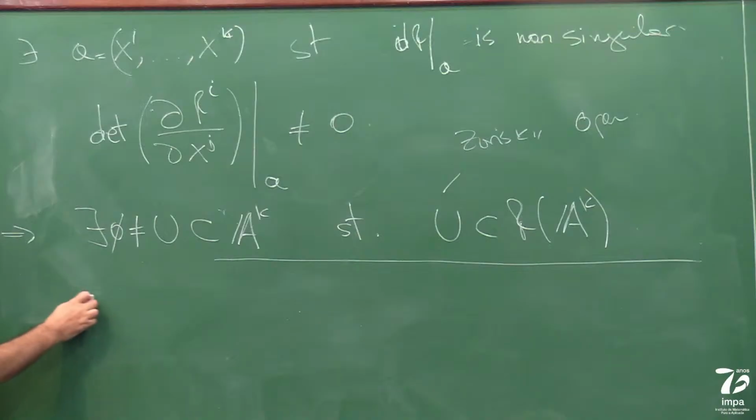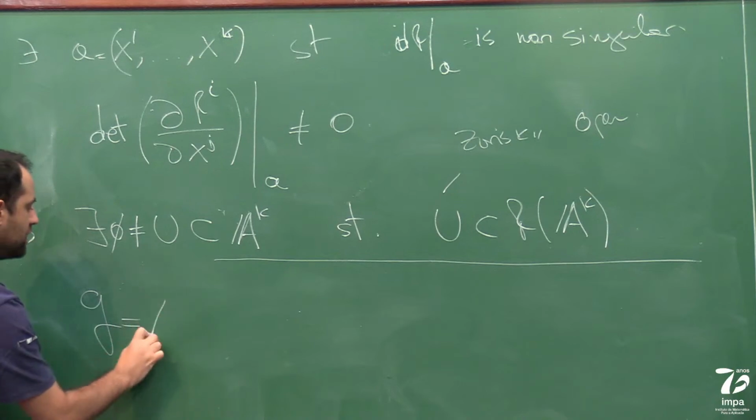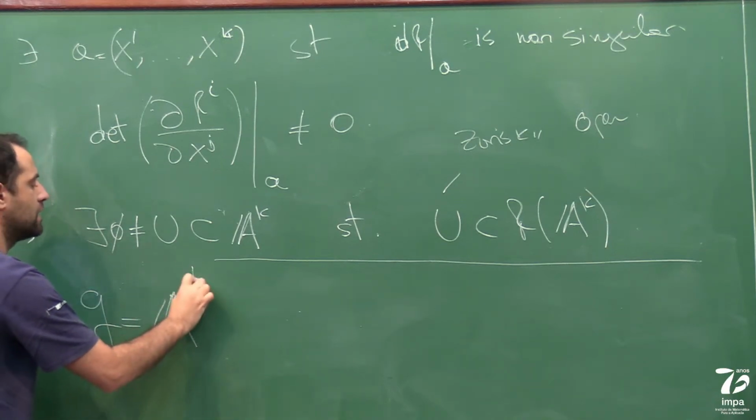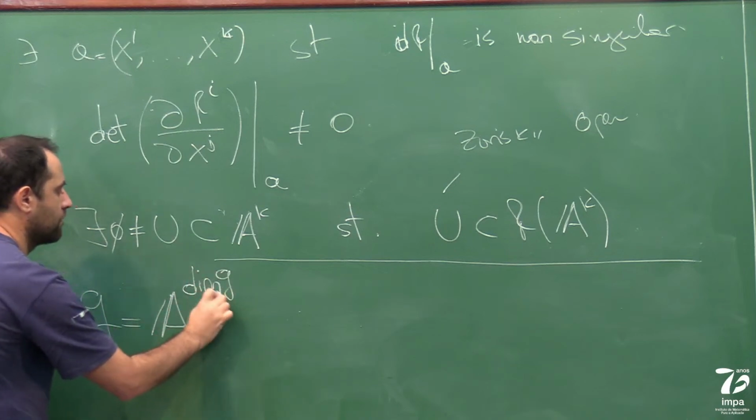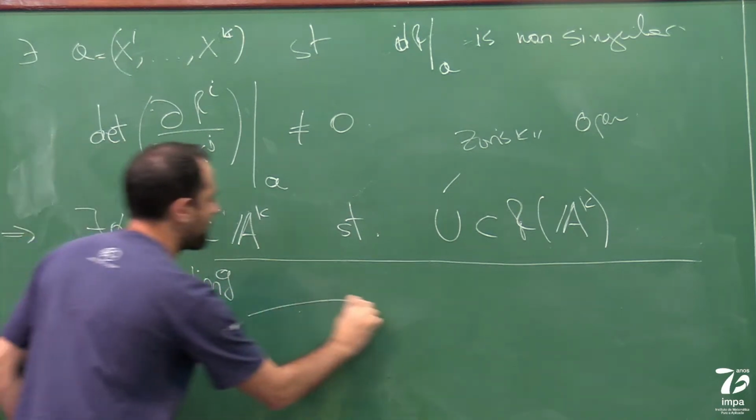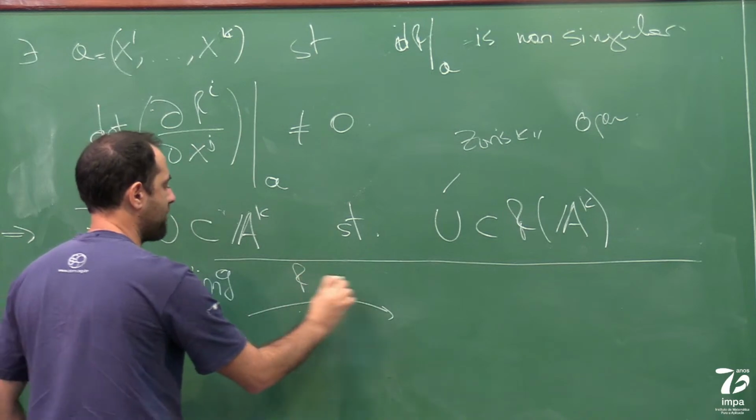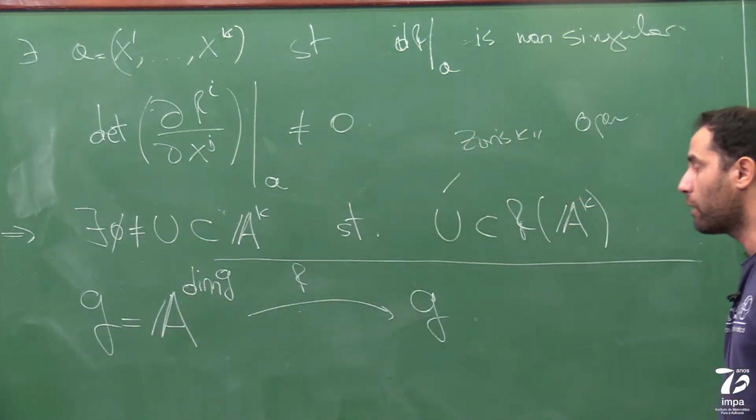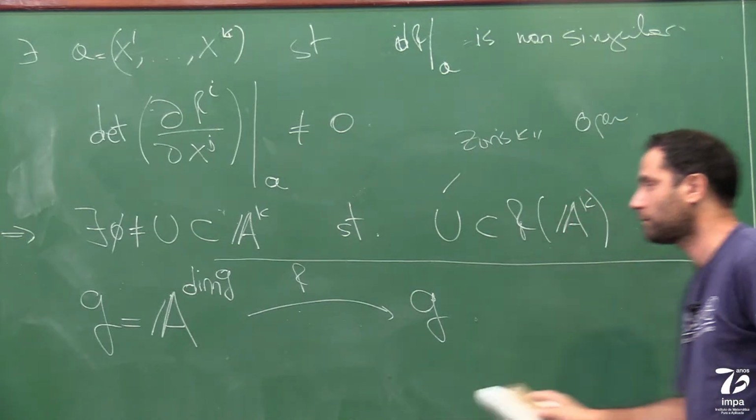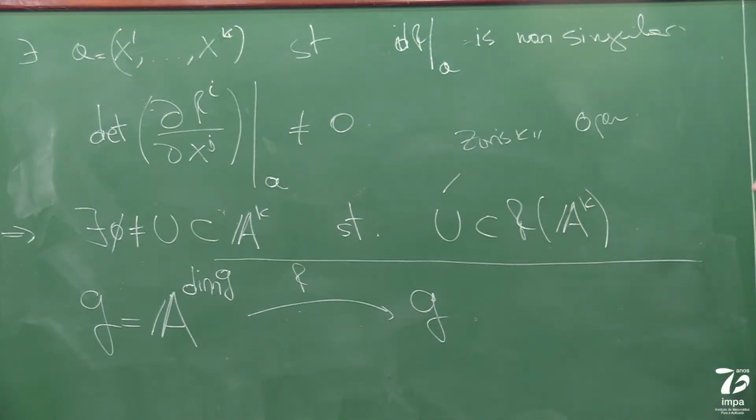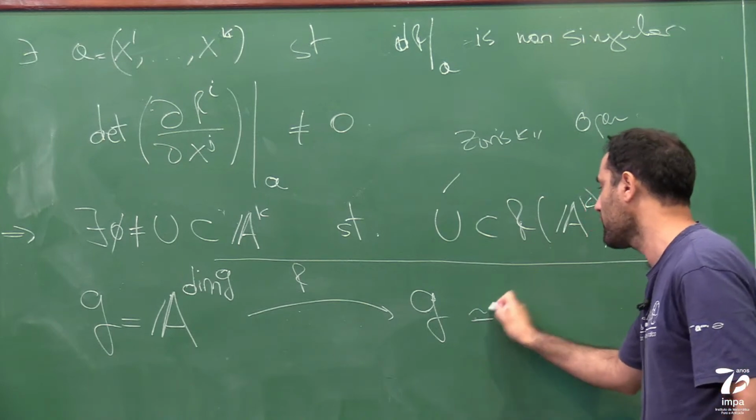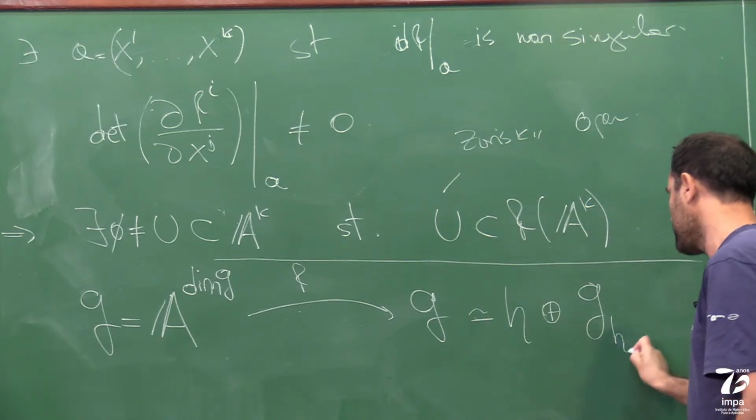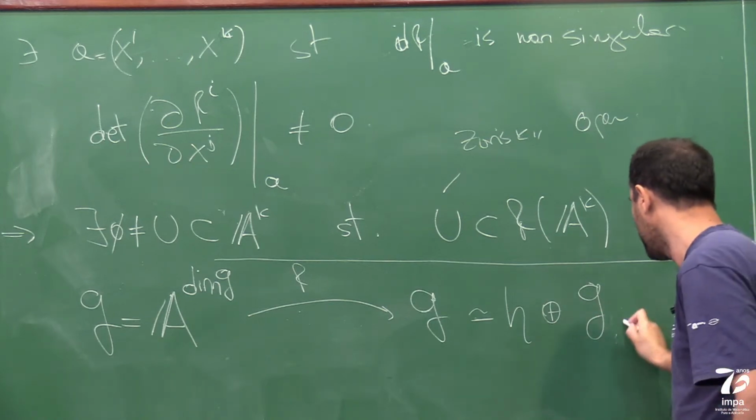Okay? So I'm going to take G, which I'm going to view as an algebraic variety, as A to the dimension of G. And I'm going to cook up a polynomial map, F, from G to G. So how are we going to cook up this map? What we're going to do is choose a splitting of G as H plus the sum of the G alphas.